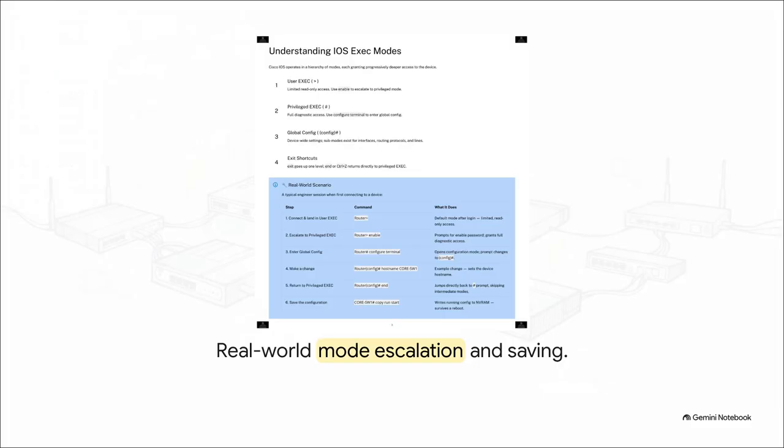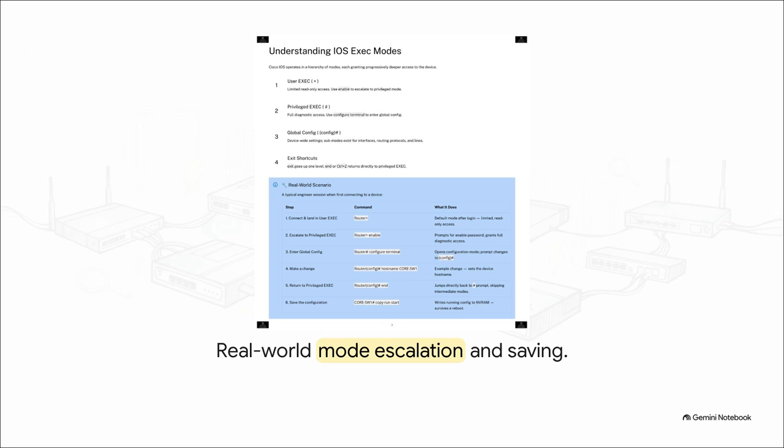And this brilliantly illustrates a typical real-world scenario. Let's walk through it. You connect to the device and you land in user exec. You type enable to escalate, which hits you with a password prompt and then drops you right into privileged exec. From there, you type configure terminal. That gets you into the engine room, global config mode. Here's where you make your actual change, like setting a new hostname.